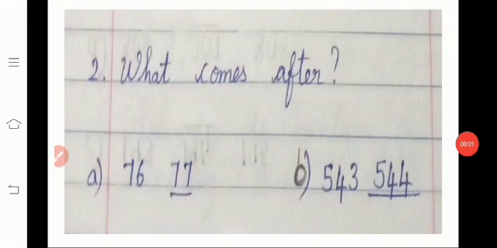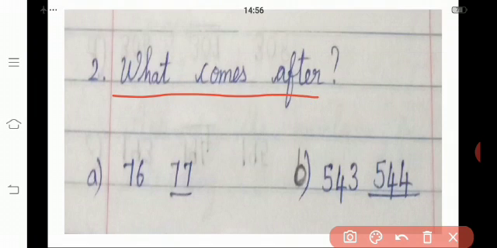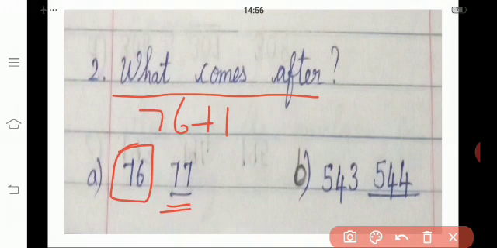What comes after 76? Already I said how we can find the after number: we add 1 to the given number. If we add 76 plus 1, what do we get? 77. So 77 is the after number of 76. Okay children, shall we move on to the next one?